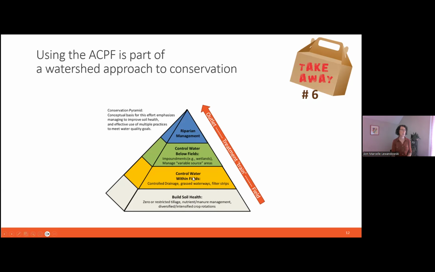The ACPF, this conservation pyramid, the foundation is the soil health in the fields, which ACPF does not really address. But for a watershed approach to conservation, you're thinking about that in-field management, you're thinking about the within-field management, you're thinking about the edge of field management of water, and you're thinking about the management of water right next to the streams and rivers. And so connecting all of those and addressing all of those together is what we mean by that.